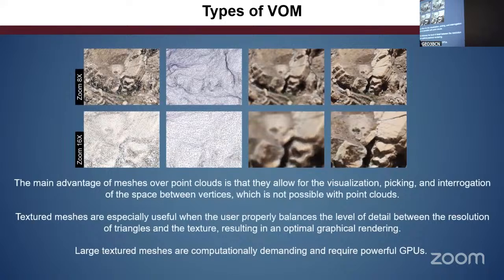On the left, we have a zoom of 16:4 of a point cloud. As you can see, at a certain point, the space between the points becomes empty. While using a textured mesh, you still have the surface that can be visualized, interrogated, clicked, and you can extract some kind of information. So generally, we love to work with textured meshes. The main disadvantage is that large textured meshes are quite computationally demanding, and you need to buy a high-level computer with a dedicated GPU in order to work with this kind of model.